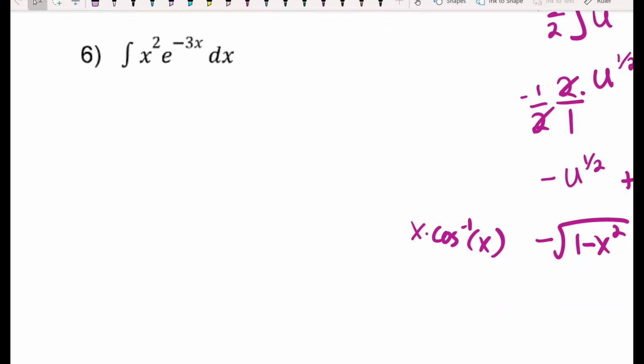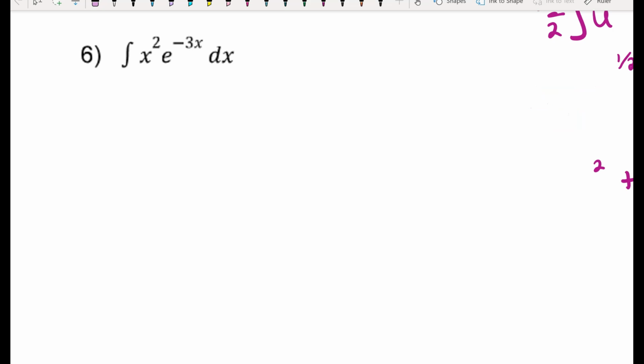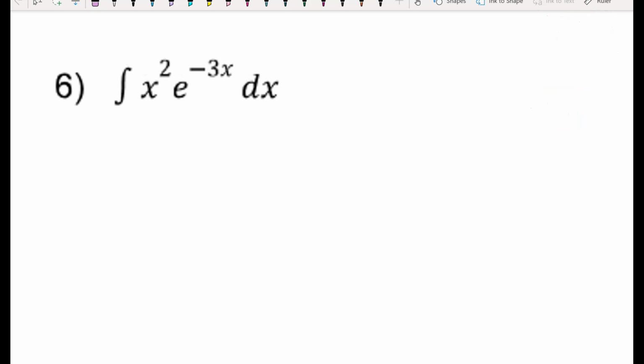Let's take a look at number 6, x squared times e to the negative 3x dx. This is what I call a worst case scenario problem, because there's some sort of coefficient in front of the x for the exponential, and instead of just being a linear term, there's an x squared. So this might be one of those double voodoo problems. I'm still going to make u my algebraic term, x squared.